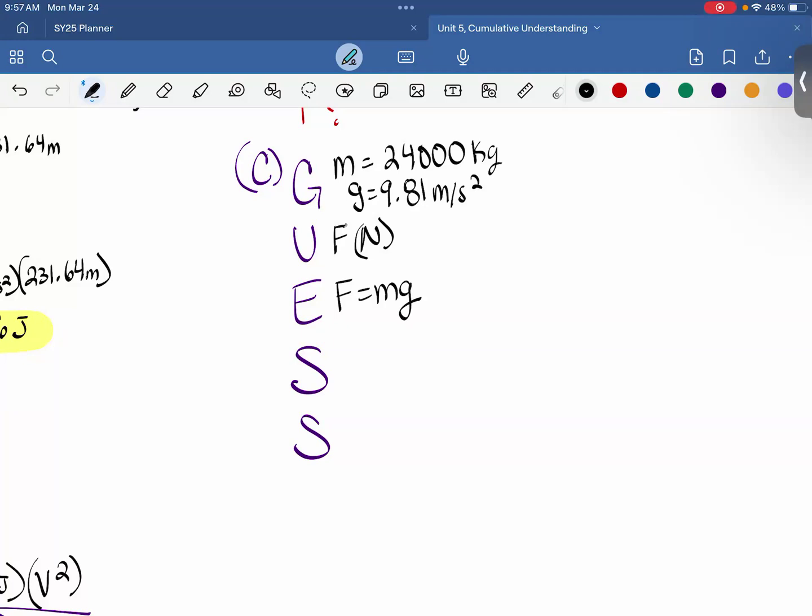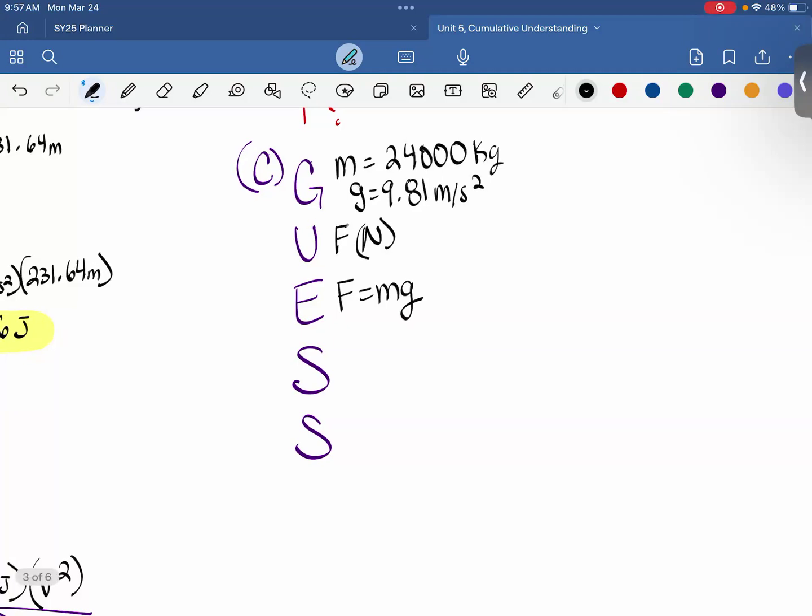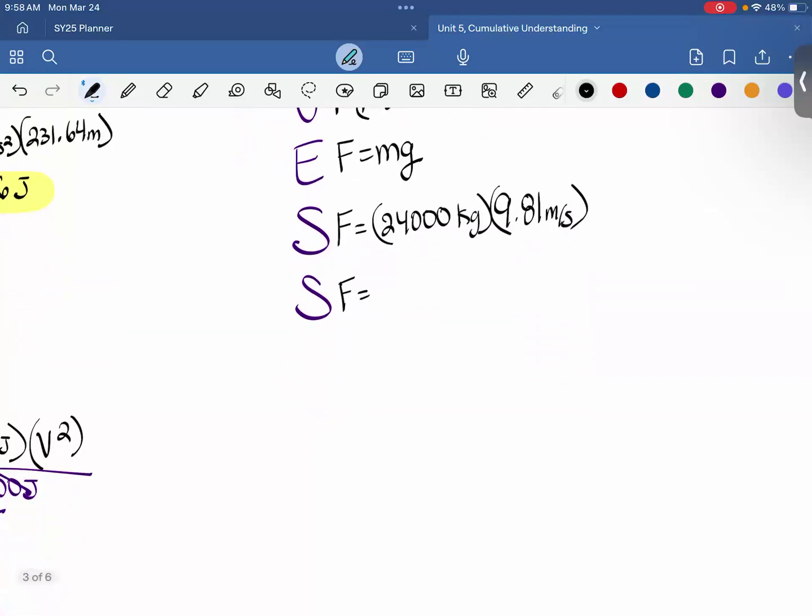I'm going to take this value and multiply these two together. So force is equal to 24,000 kilograms times 9.81 meters per second squared. When I multiply these two numbers together, I get 235,440 newtons. But I am not done.